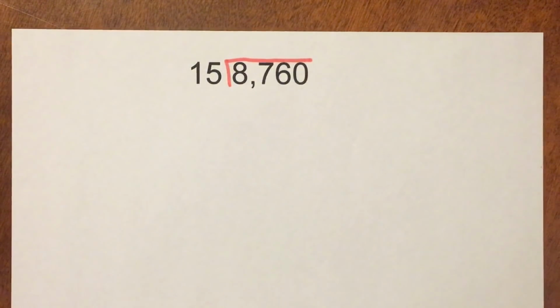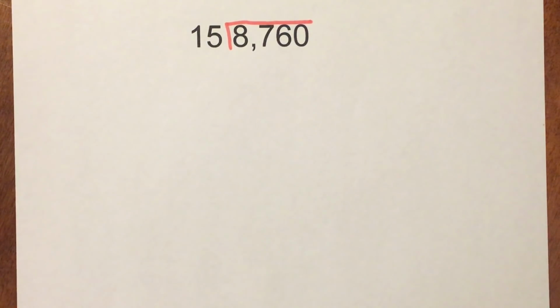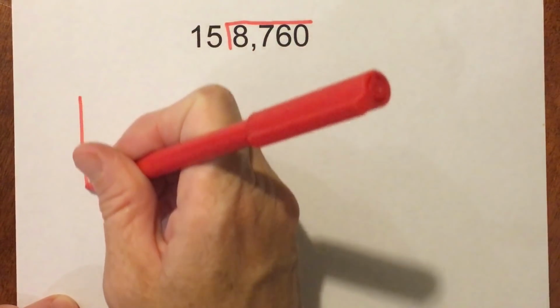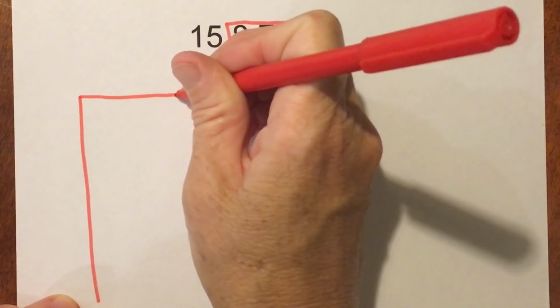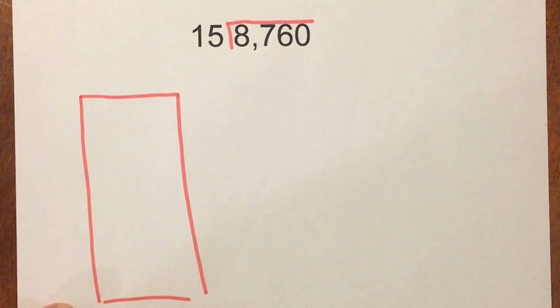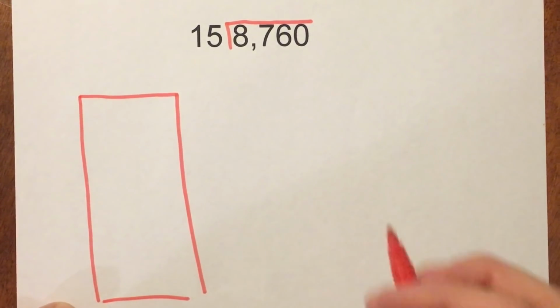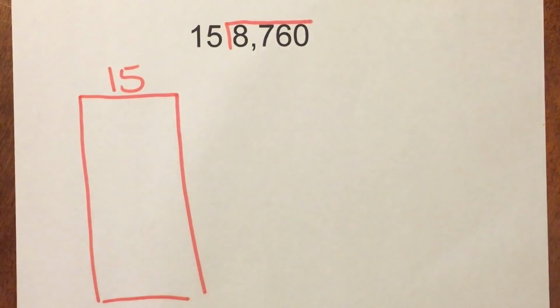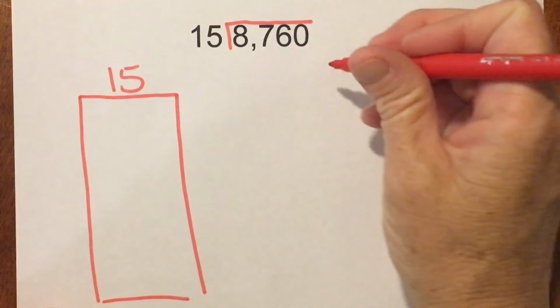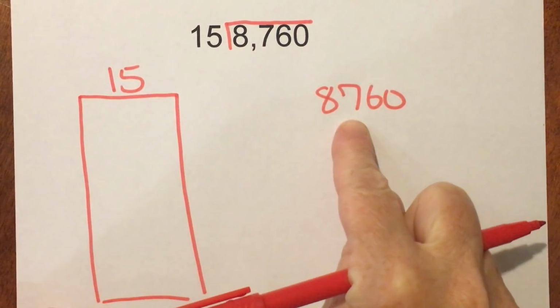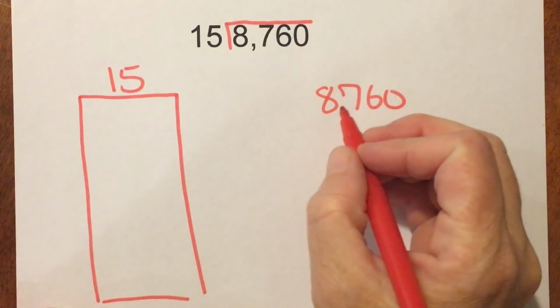So what is this actually going to look like? I'm going to do exactly what I did in the last video and in lessons 211, 212. I'm going to first make my tall rectangle. Then my next step is I'm going to put my divisor on top. That's step 2. Step 3 is I'm going to estimate without going over how many times this can fit into my dividend, and I'm going to underline.